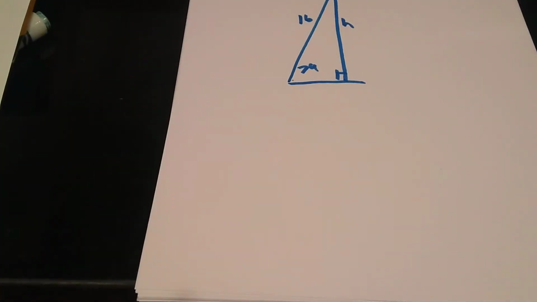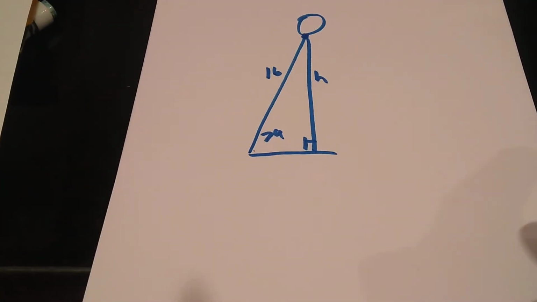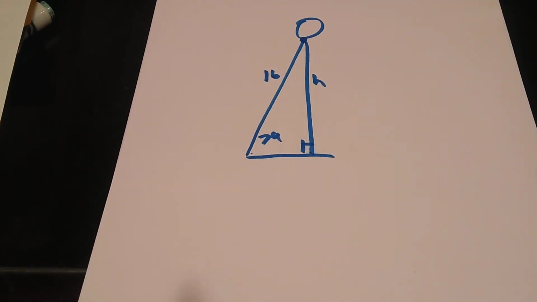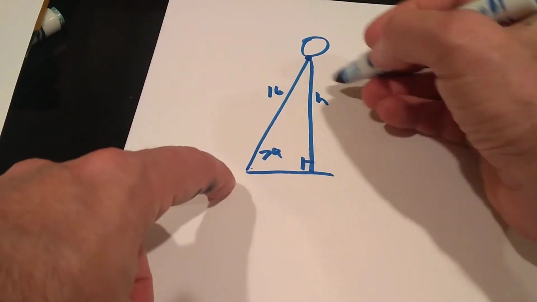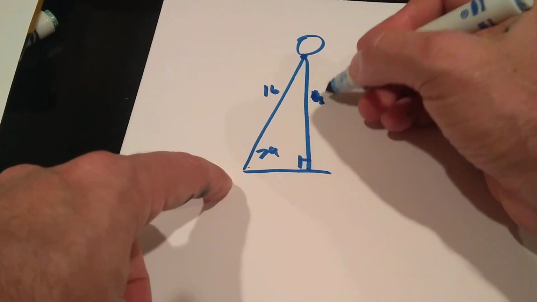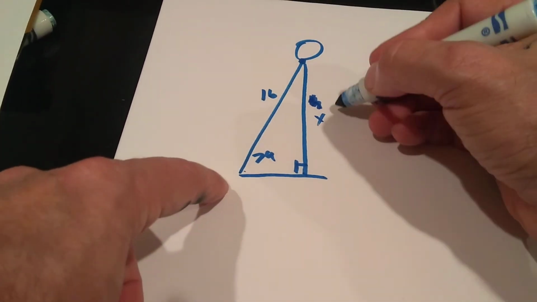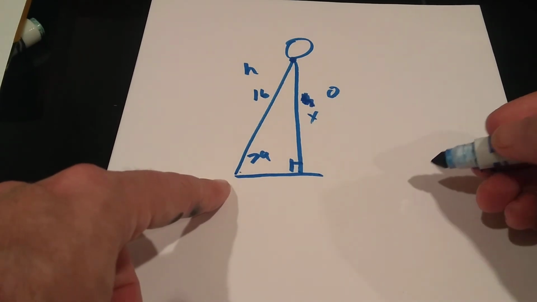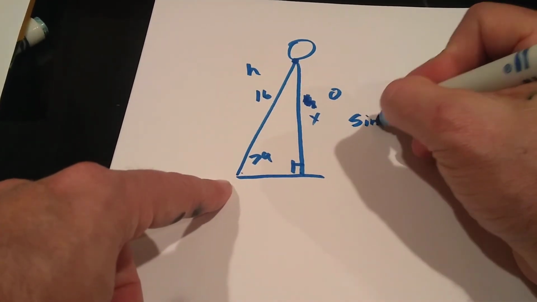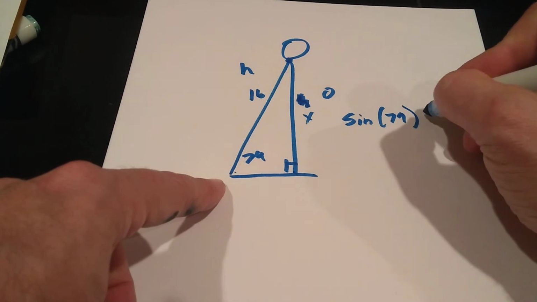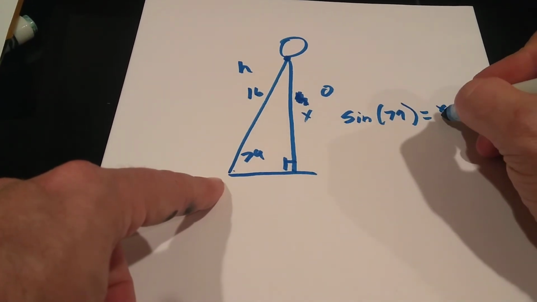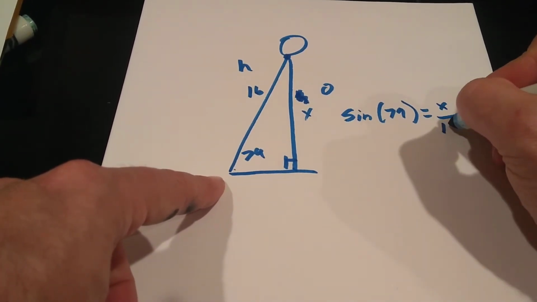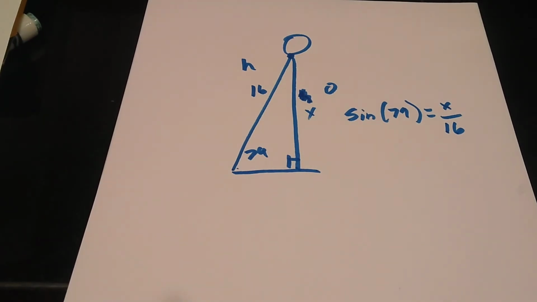So this is an old problem. This is review, okay? This is not using the inverse tangent. This is saying, oh, I've got these two. I'm not going to call that height. Let's call that x. This is the opposite. This is the hypotenuse. Which am I going to use? That's right. I know the sine of 79 equals x over 16. And then I just look that up.